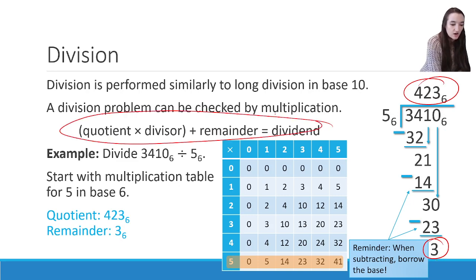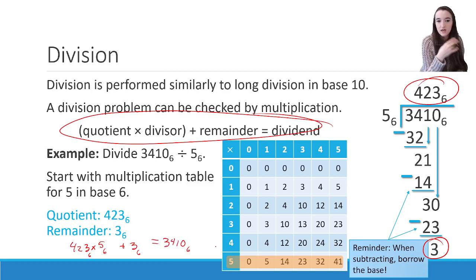And we can check our answer in the following way. Quotient 423 times, again base 6, times divisor 5 plus remainder 3. Does that in fact equal 3410 base 6? Well, we can check that doing our calculation for 423 times 5. We'll have to do some conversion and all of that. We do the multiplication and the addition in the same way that we would in base 6 as we've learned, and it will in fact come out to 3,410, but I implore you to check that to make sure you know how to do that multiplication and addition step.